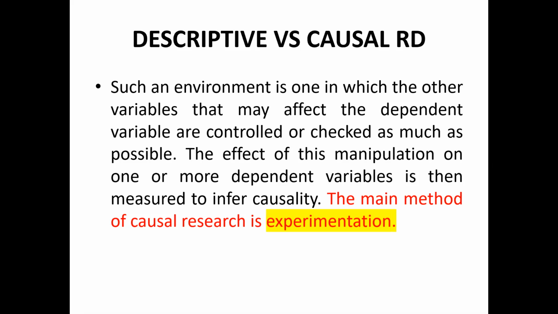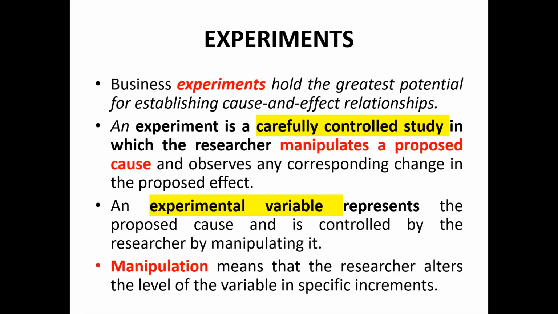So when you manipulate your independent variable, then that is called your experimentation. So experimentation is a very important term when you talk about causal research design, cause and effect relationship. So what are experiments? Business experiments hold the greatest potential for establishing cause and effect relationship. So whenever you are talking about causal research design, cause and effect relationship, you have to talk about experiments.